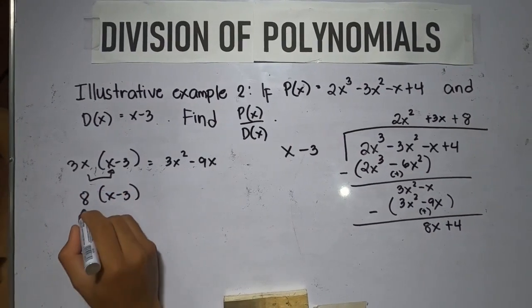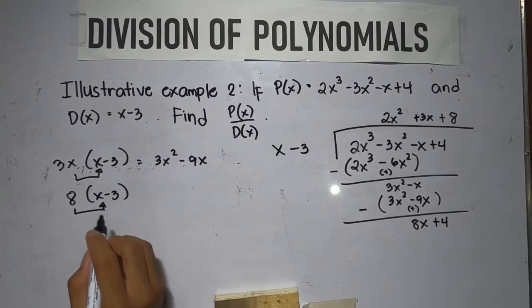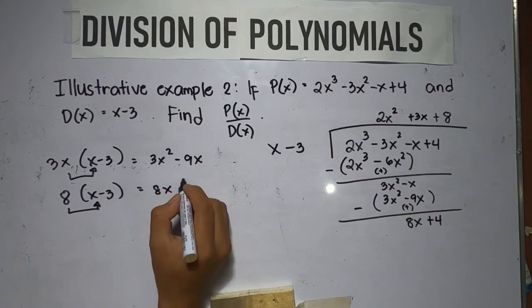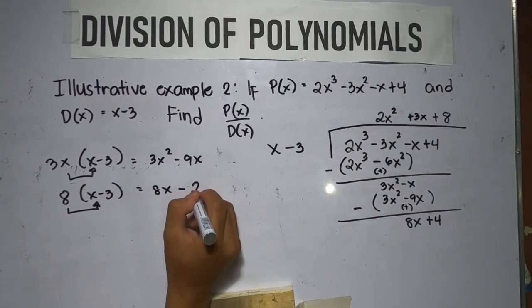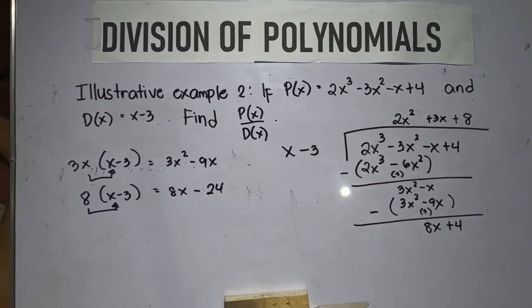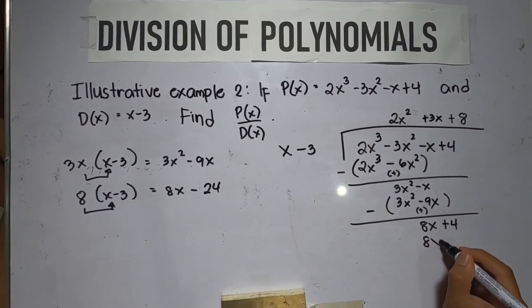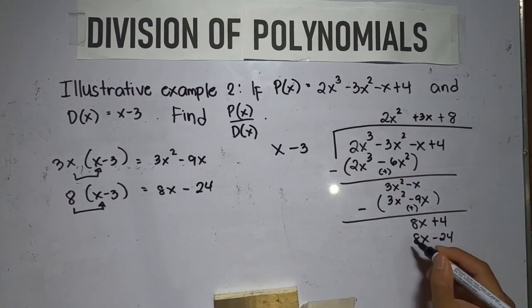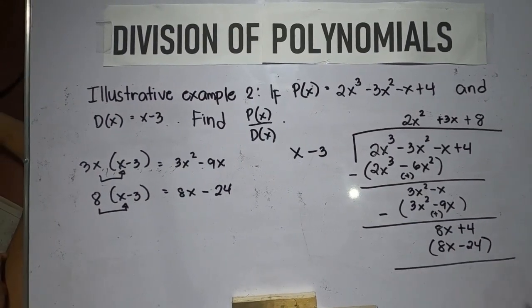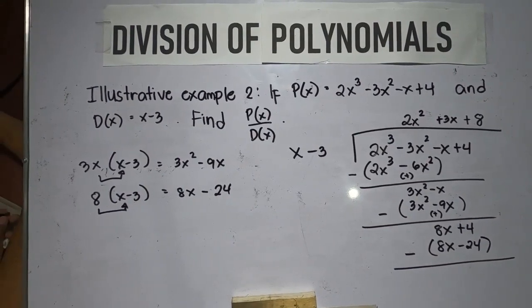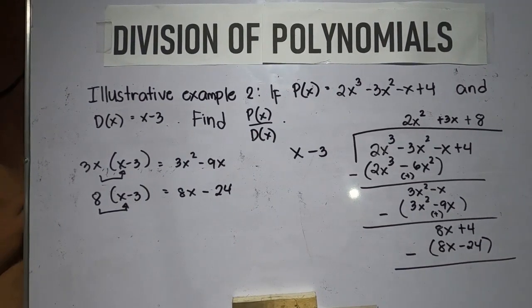By distributive property, 8 times x is equal to 8x. 8 times negative 3 is negative 24. Then write the result: 8x minus 24. Then, subtract. 8x minus 8x is 0, or 0x.